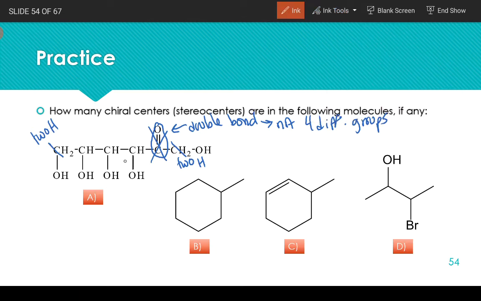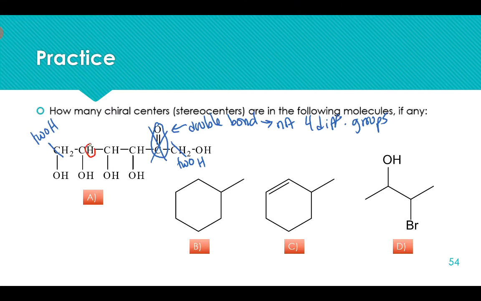I switch color inks, and so now we can look at the remaining carbons. For this carbon here, we have 1, 2, 3, 4. And so this carbon does have 4 different groups. So I'm going to go ahead and put a star there. And then erase my red marks.